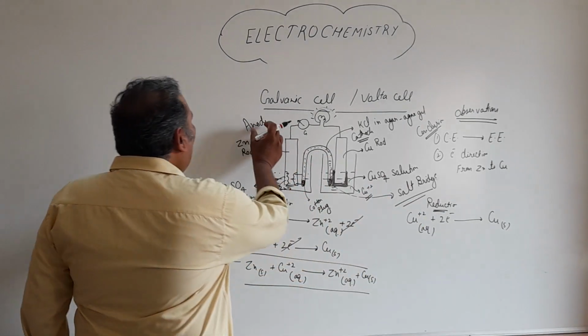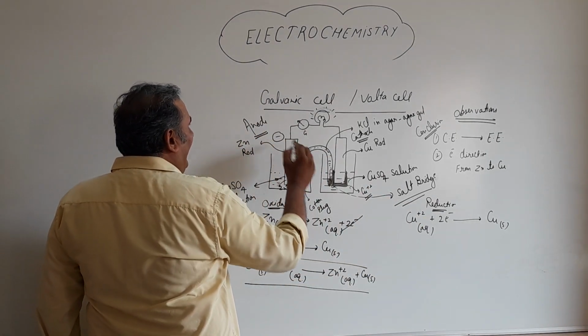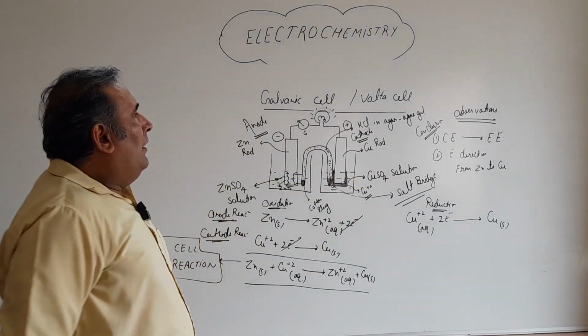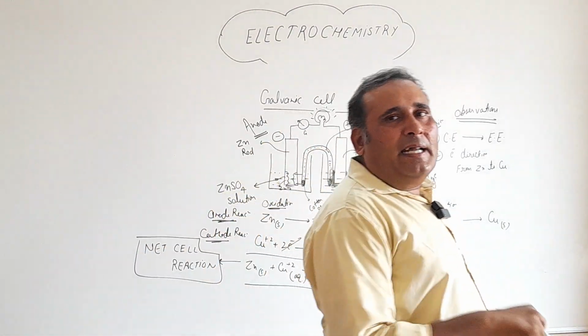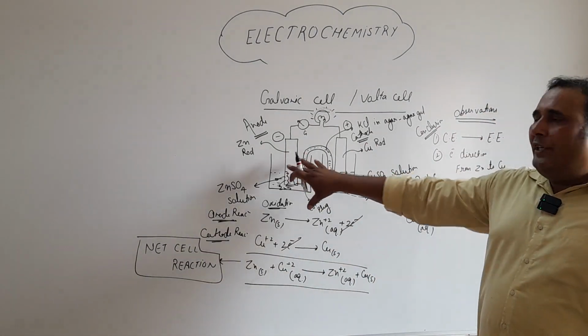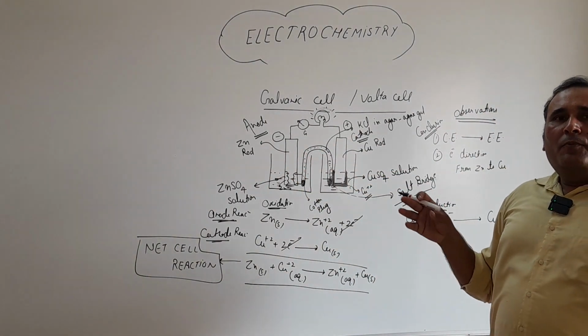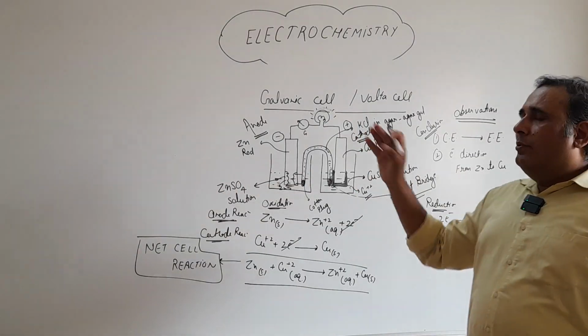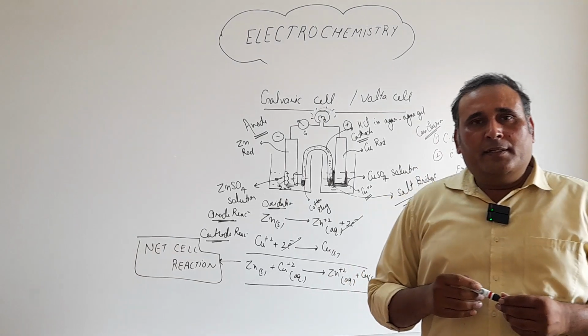So what is the charge on this anode? The charge is negative, and at the cathode the charge is positive. So the main question which arises is, why do electrons travel from zinc to copper? Why are electrons not traveling from copper to zinc? What is the reason behind it?